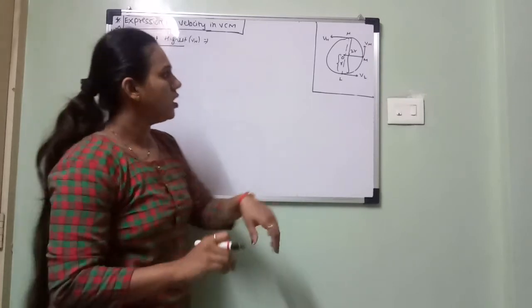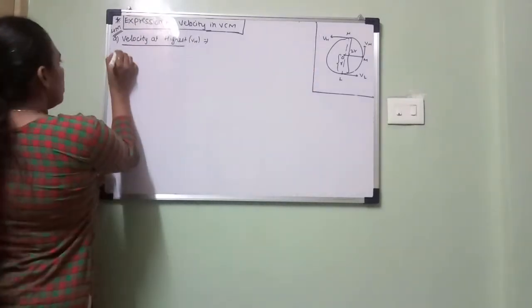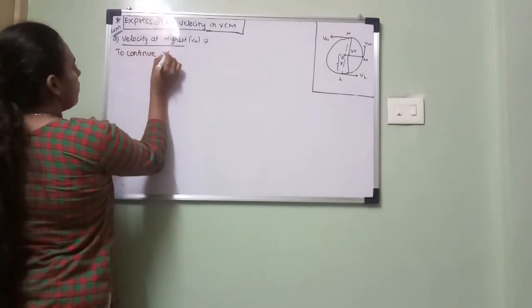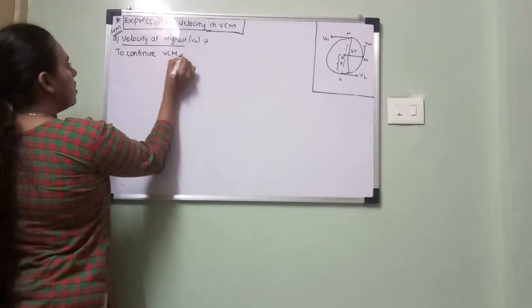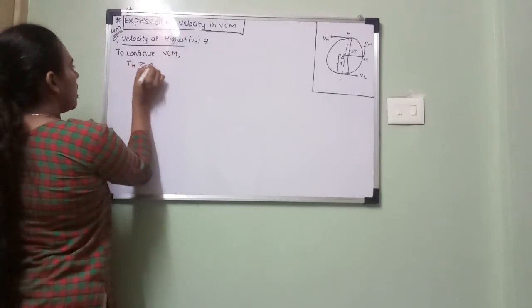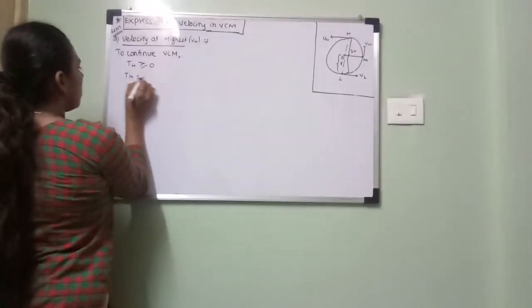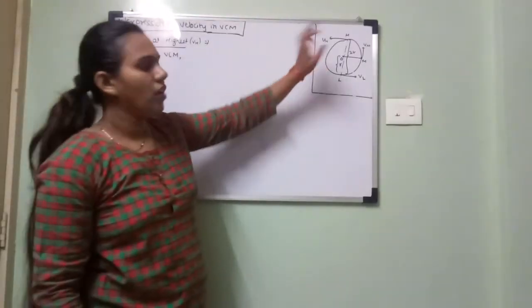So therefore this condition is there: to continue VCM, TH should be greater than or equal to 0. When this condition is satisfied, TH is equal to 0, you will easily get the value of VH.